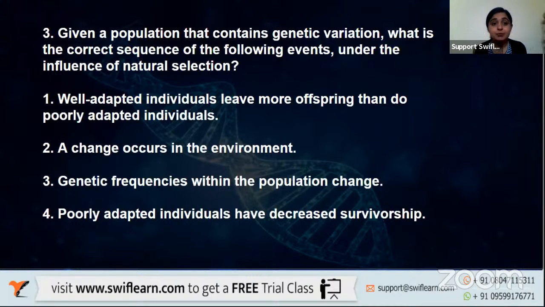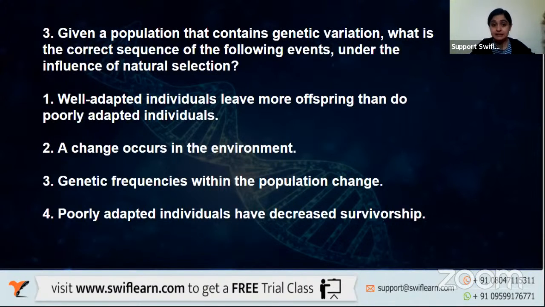Question: given a population that contains genetic variation, what is the correct sequence of the following events under the influence of natural selection? Here I have given you 4 steps. These 4 steps are jumbled up over here. Now you have to give me the proper sequence in which these events happen under the influence of natural selection.